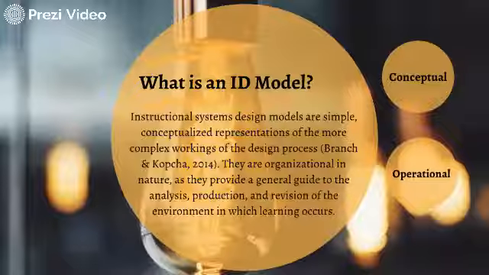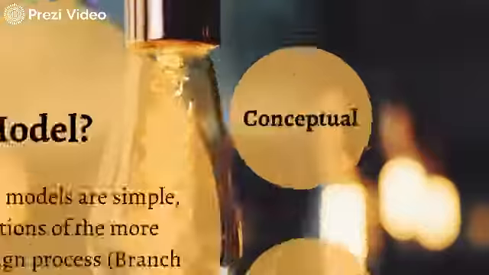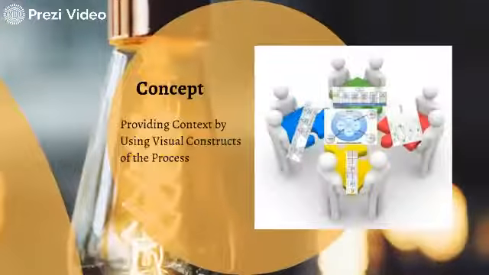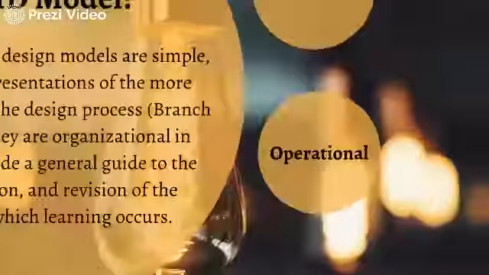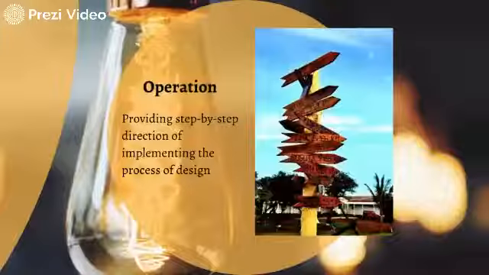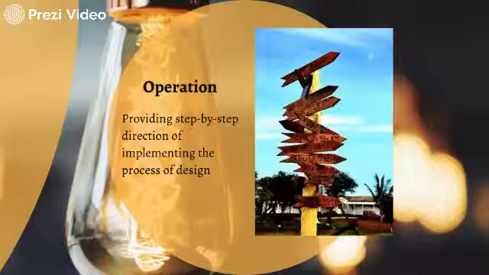Instructional systems design models are simple, conceptualized representations of the more complex workings of the design process. They are organizational in nature as they provide a general guide to the analysis, production, and revision of the environment in which learning occurs. They also have two roles. One is conceptual. They provide context by using visual constructs of the process. The other is operational. It provides step-by-step direction of implementing the process of design.